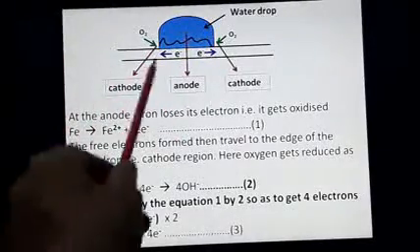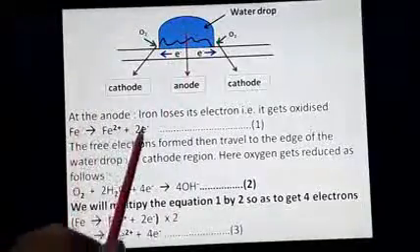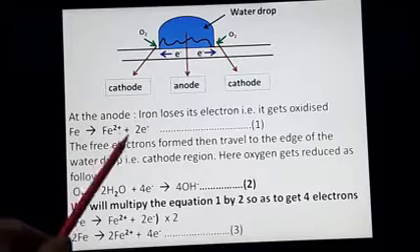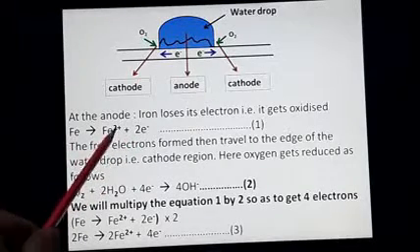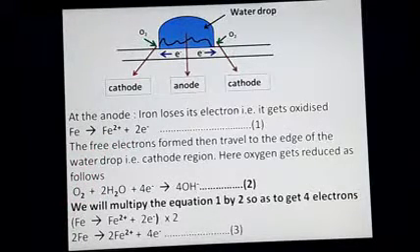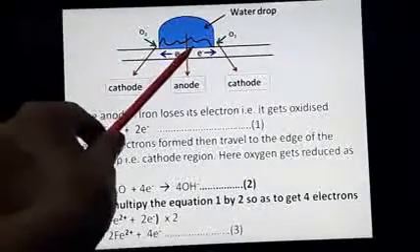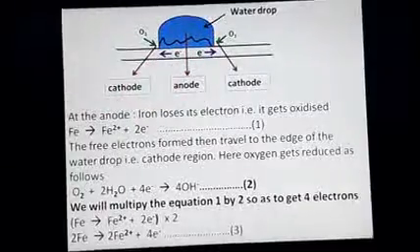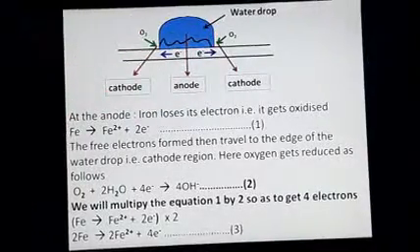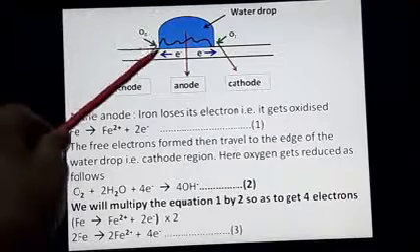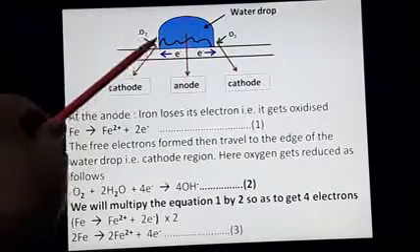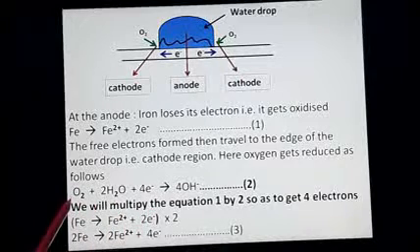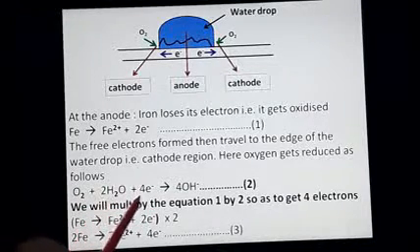Now we know that the center of the drop is the anode and the edges are the cathode. So what is the reaction that takes place at the anode? The iron, I said, loses electrons, therefore it gets oxidized. You can see iron is losing 2 electrons, and therefore it becomes Fe2+, and 2 electrons are given away. The electrons given away in the center, shown with the purple arrows, are moving towards the edges of the water droplet. At the edges, the electrons come in contact with oxygen and the water droplet. This is the reaction that takes place: oxygen, water, and 4 electrons.